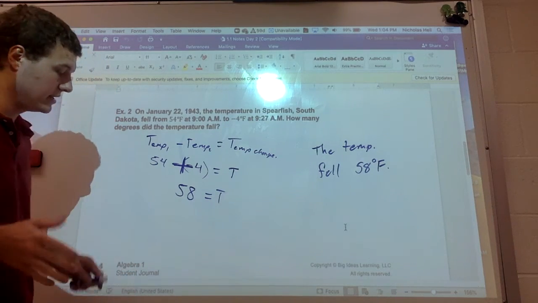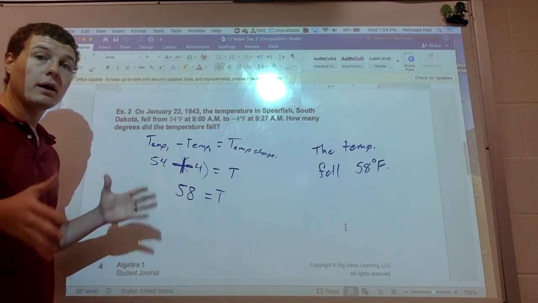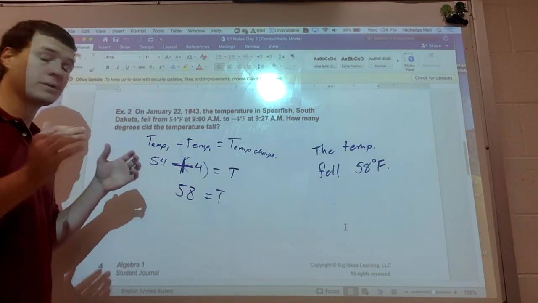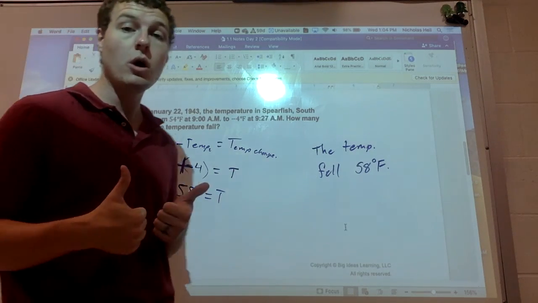So, anyways, that's going to be it for word problems. Try out the back of this paper. There's a bunch of problems to be practicing and working on, and if you have any questions, let me know anytime.